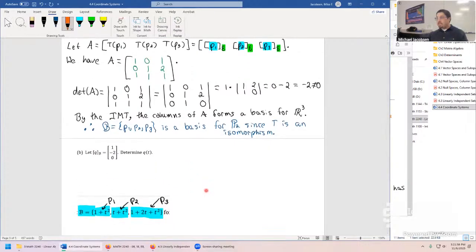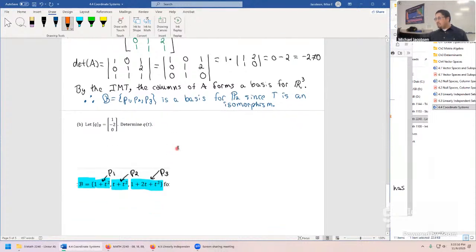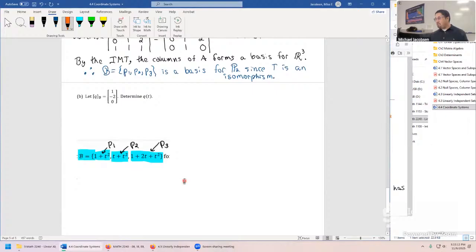For the next part B, it says the coordinate vector of a new polynomial Q relative to the basis B, we're referring to this one down below, is 1, -2, 0. Determine Q of T. And it's good to look at the next problem at the same time to determine what we are doing in each one of them. For part C, we're going to grab a new polynomial, P of T is 1 - T squared, and we want to find the coordinate vector of P relative to the basis B.